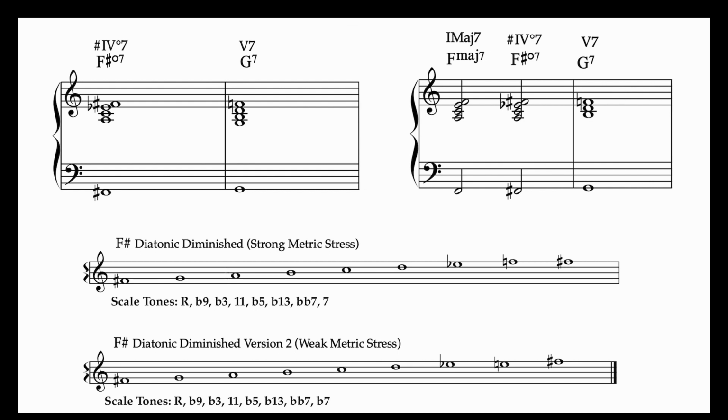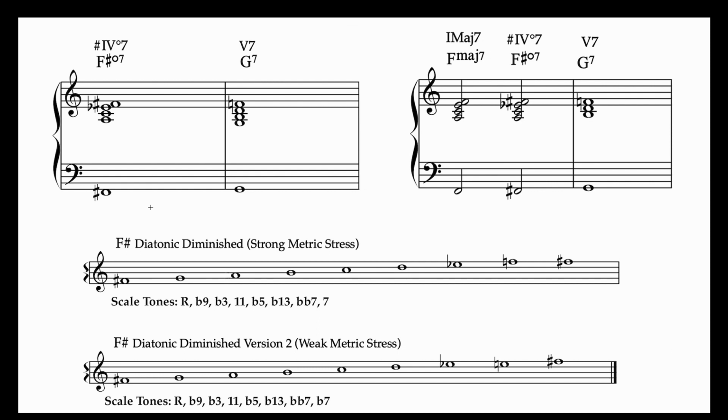The sharp 4 diminished 7 moving to a 5 chord is pretty rare, but let's take a look at our chord scale options just in case you decide to use this sound in your own music. The first iteration here is on a strong metric stress, which is taking the place of the 5 of the 5 chord, which would be D7.